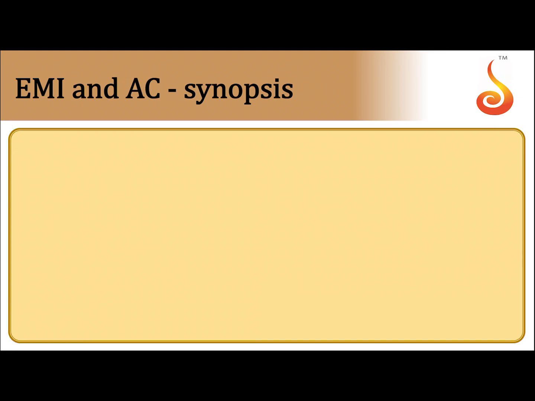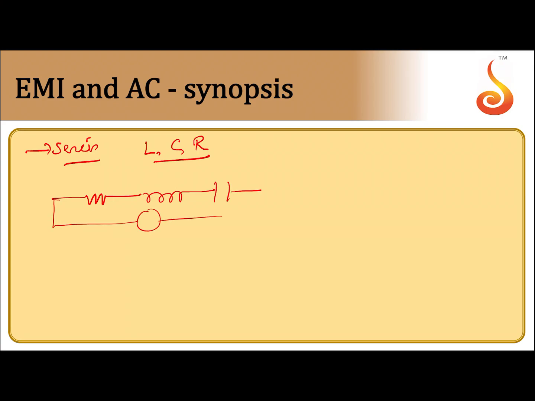Suppose I consider a series combination of inductor, capacitor and resistor. You have a resistor, an inductor and a capacitor all connected across a source of EMF, E equal to E naught sin omega t. Resistance is R, inductance is L, capacitance is C. Then for such a circuit, E is given by E naught sin omega t, and the current is given by I equal to I naught sin(omega t plus phi).